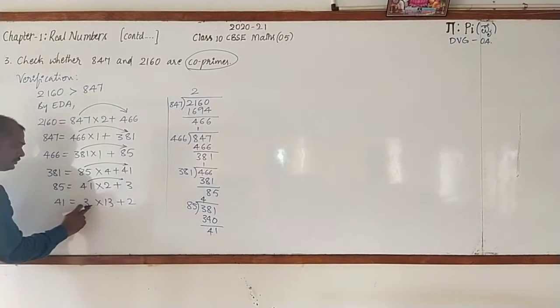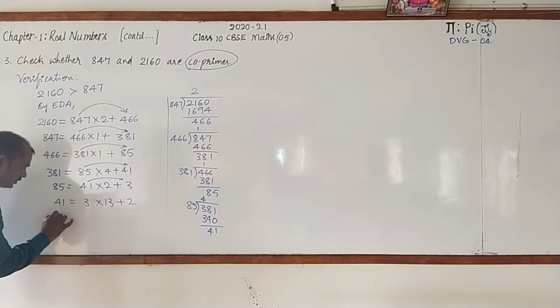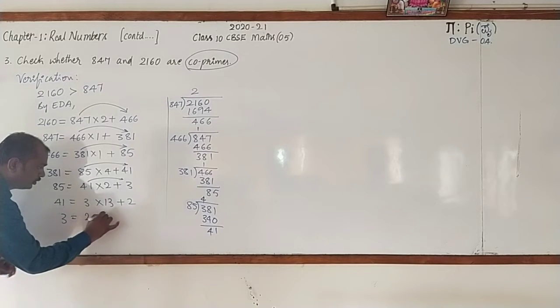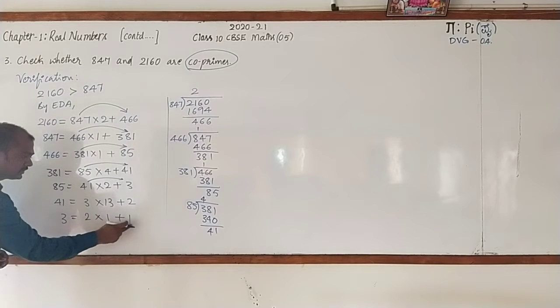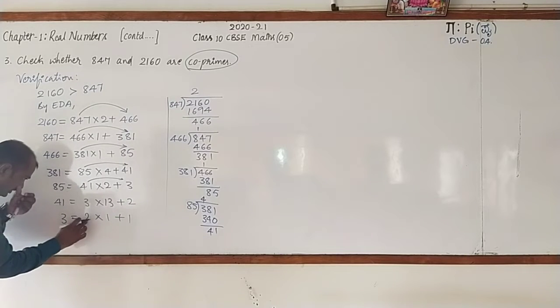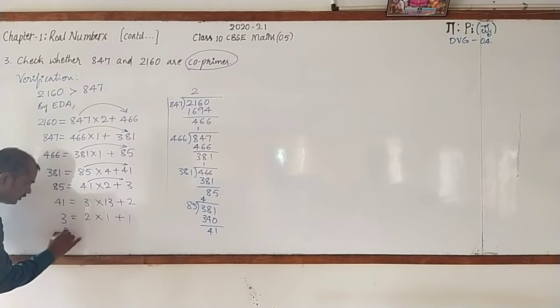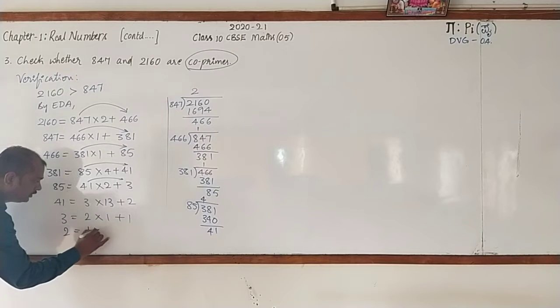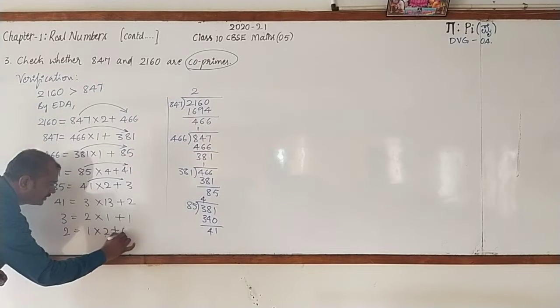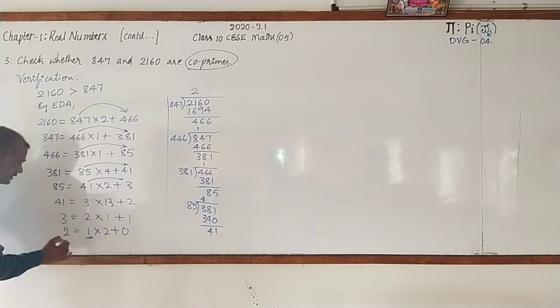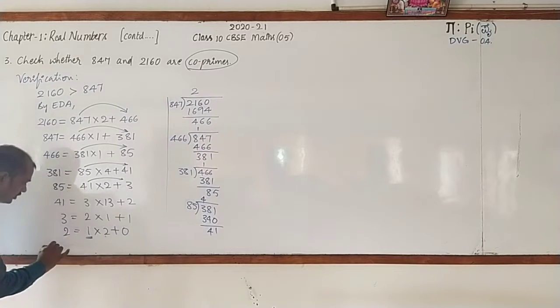Again, this divisor is greater than the remainder 2. So 3 is equal to 2 ones are 2 plus 1. Now 2 is greater than this remainder. 2 is equal to 1 into 1... 1 into 2 plus remainder is 0. What is the HCF? HCF is 1.